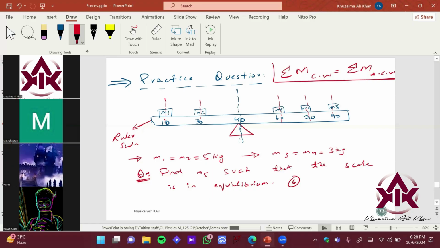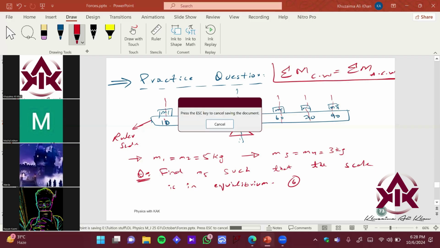It's pretty simple. You have the values of the distances, you have the values of their weights, you know the masses, you can find weights. We want to find the mass 5 such that the scale is in equilibrium. I don't know the mass 5. I can put any value of mass 5 just to gain equilibrium.